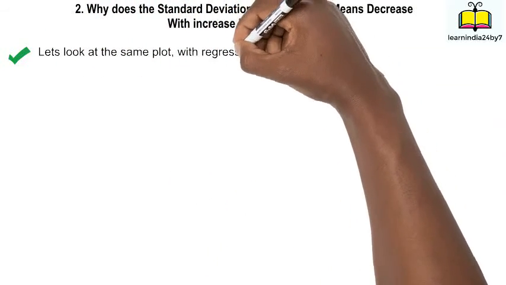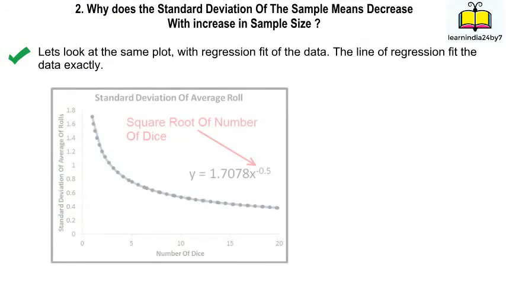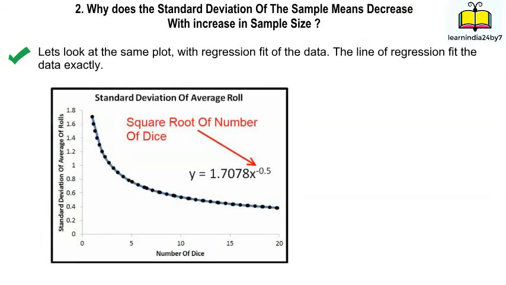Now let's look at the same plot with a regression fit of the data. The line of regression fits the data exactly. As per the regression equation, the standard deviation of the average is equal to the standard deviation of the population multiplied by the number of data points raised to the power of -1/2. We can rewrite the equation as: sample standard deviation is equal to population standard deviation divided by the square root of sample size.